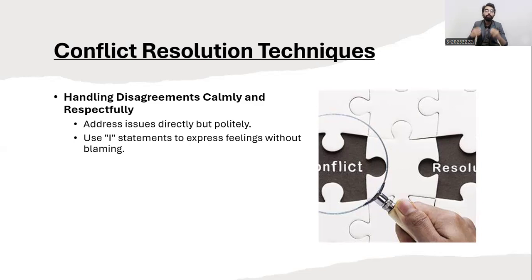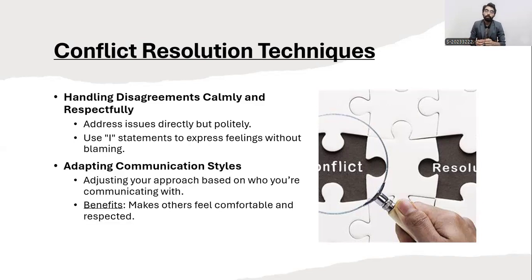So you should use the word I. That I was expecting you to do this, but on the other hand, you have done this. So if I were at your point, I would have done this. Okay. Adapt the communication styles. Because you are working in a position that you have to interact with other people, you should be adaptable. You should be knowing how to communicate. Adjust your approach based on who you are communicating with.